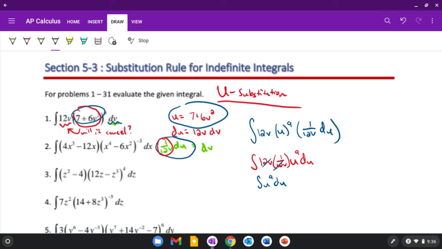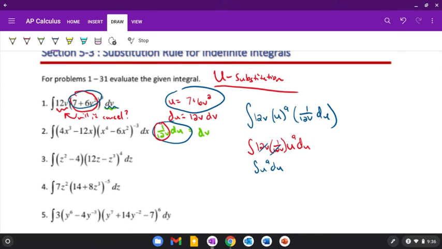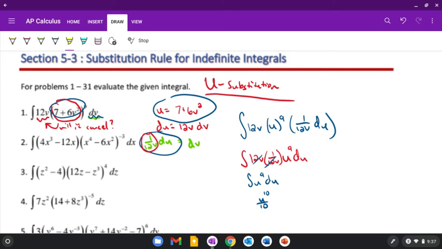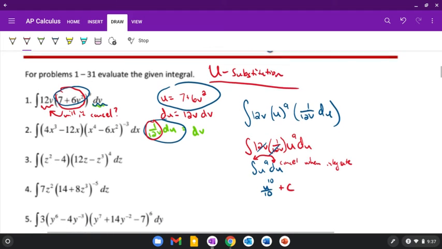So we're just going to add a power and divide. So this becomes the integral of u to the 10th divided by 10, or 1/10 u to the 10th, however you want to write that. And these two things, when you integrate, the integral sign and the du, they just kind of cancel. Now the other thing I do need to remember is my plus c. So u to the 10th over 10 plus c.